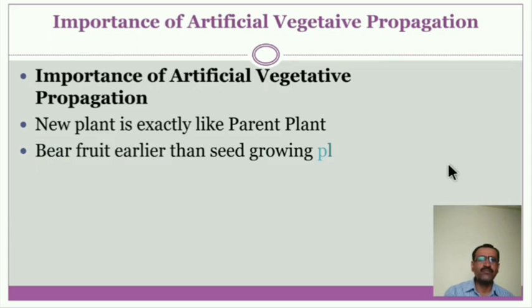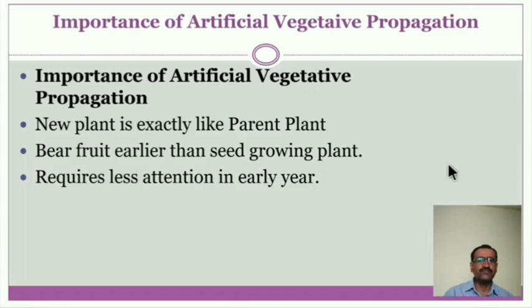The second one is bearing fruit earlier than seed-grown plants. If we grow a plant from seed, it requires more years than artificial vegetative propagation. Most fruit trees grown from seed may take many years before they start to bear fruit. But fruit trees grown from cuttings or by grafting start to bear fruit much earlier than seed plants. This is another important point.